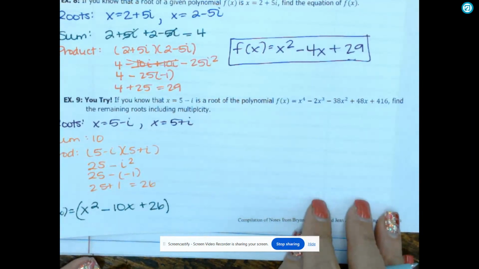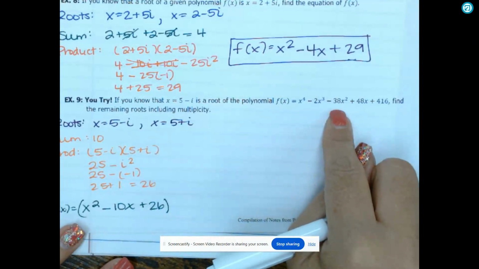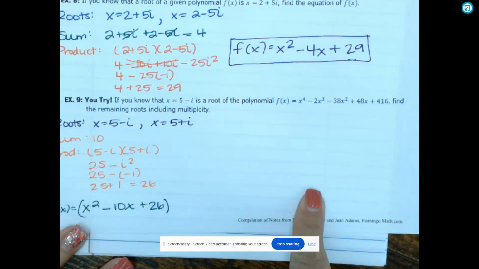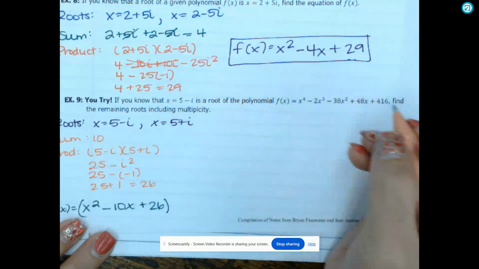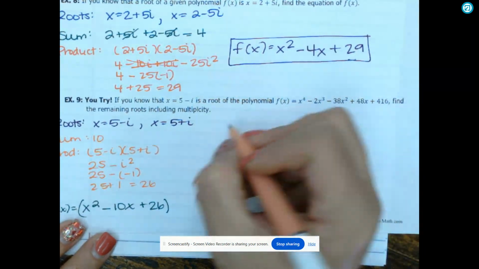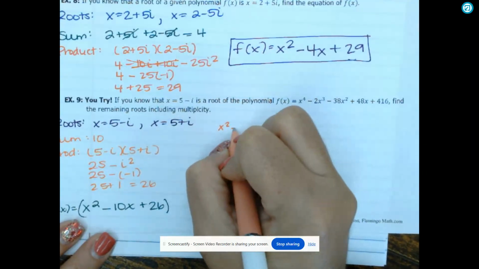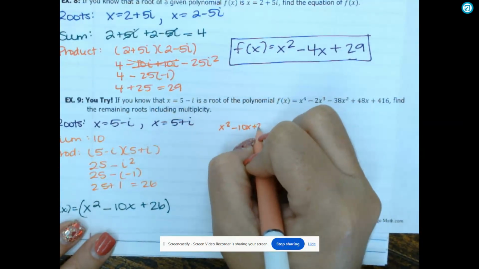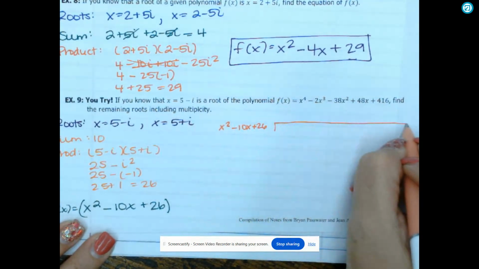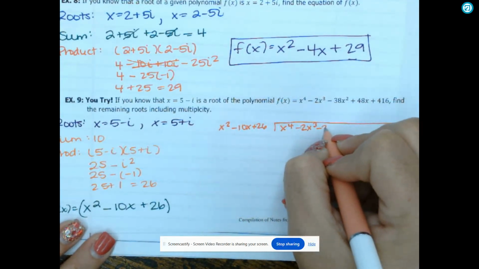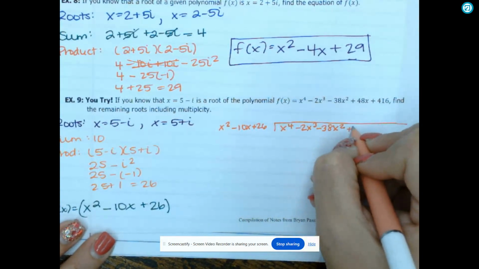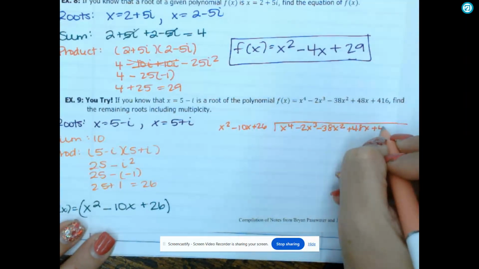Now I'm going to go up here and use that factor to get my other factor. So I'm going to do long division. Basically, I'm going to divide x squared minus 10x plus 26 into x to the fourth minus 2x cubed minus 38x squared plus 48x plus 416.